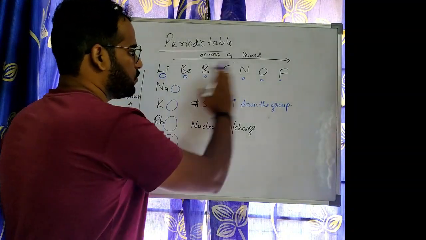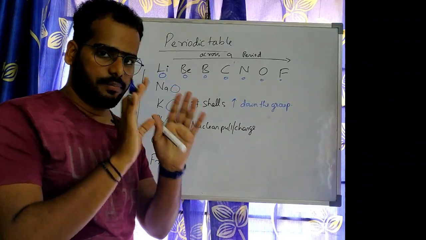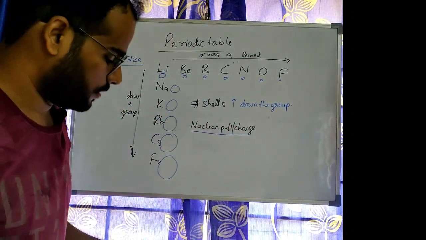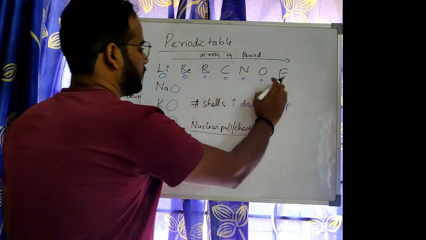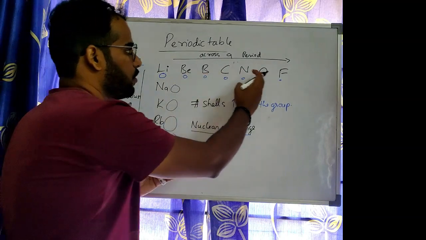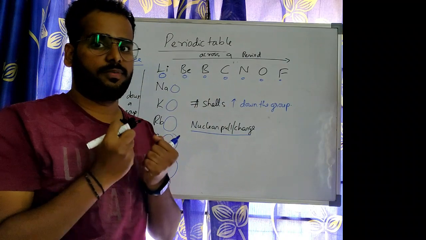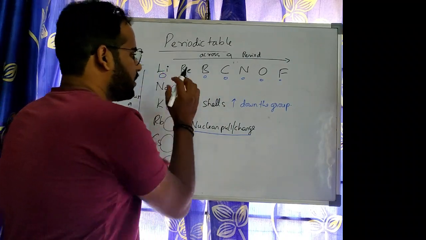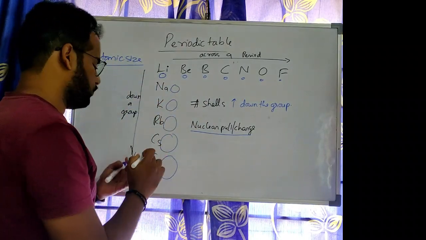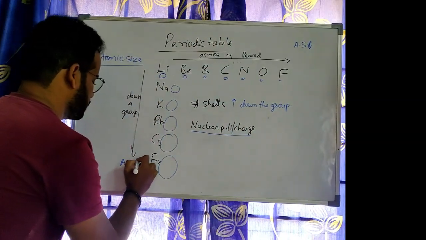And across the period, why is the size decreasing? Across the period, the shell number remains the same, but what is changing? Nuclear pull. Across the period, the nuclear pull increases because the number of protons increases while the number of shells remains the same, so the electrons are pulled by the nucleus more tightly, hence the atom will shrink and become smaller in size. So what you write here: across the period it decreases, down the group it increases.